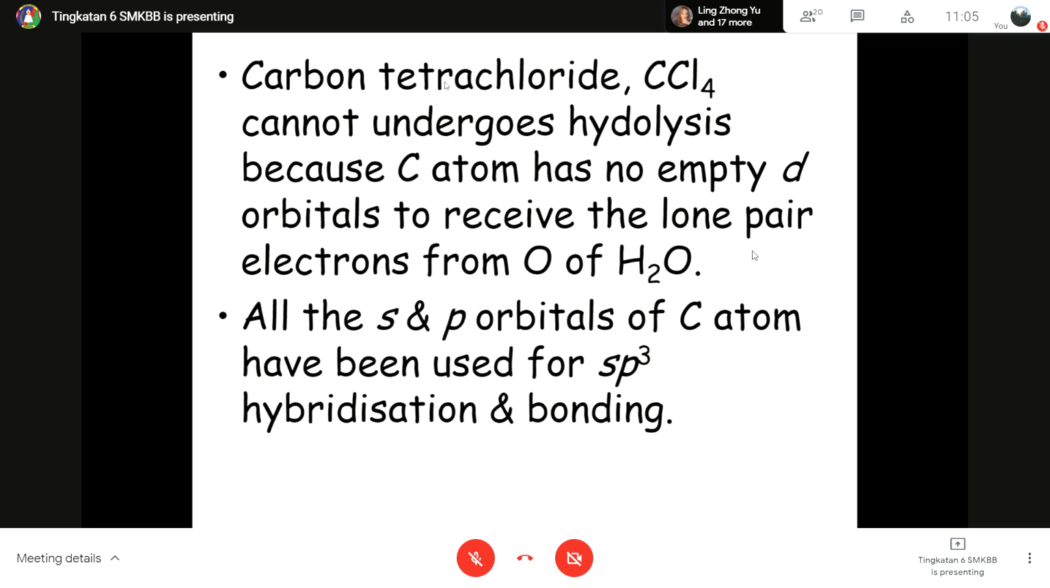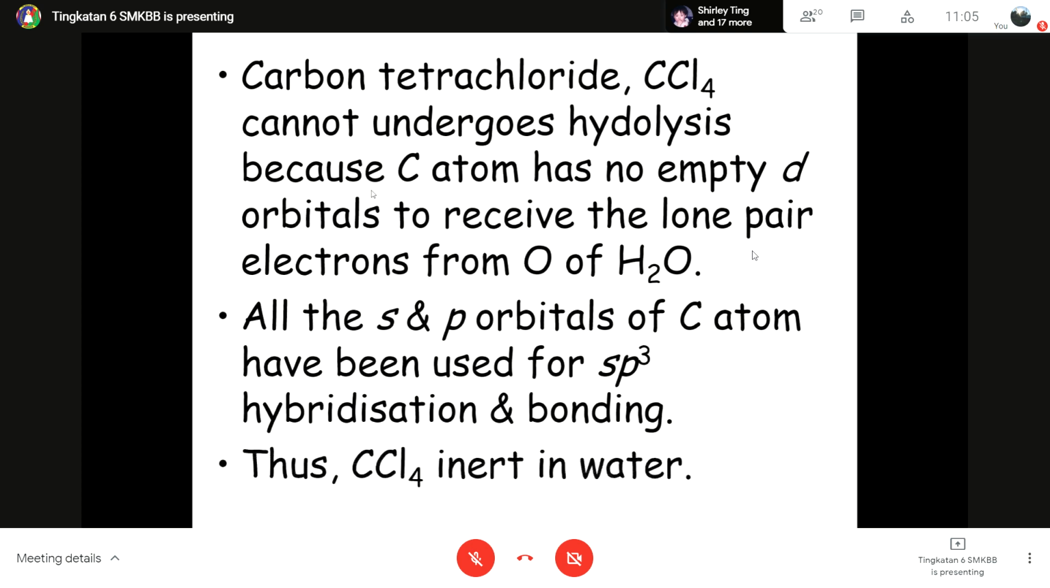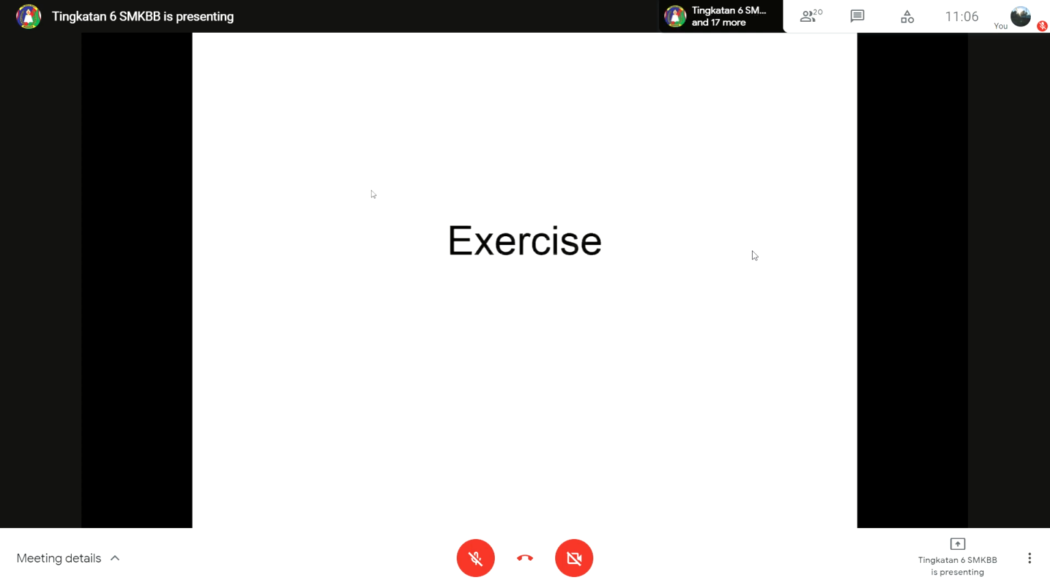Okay, no empty d orbital. Of course, you need to know the d orbital is not necessarily 3d. Who knows, it may be 4d. After all, it's just a d orbital. So that's why CCl4 is inert in water, no reaction with water. So that settles this part also. Now you are able to fill in.